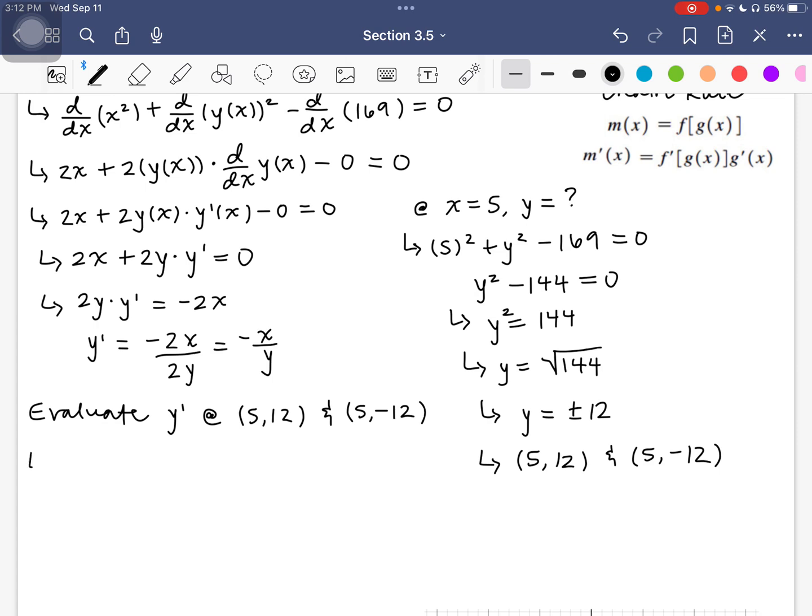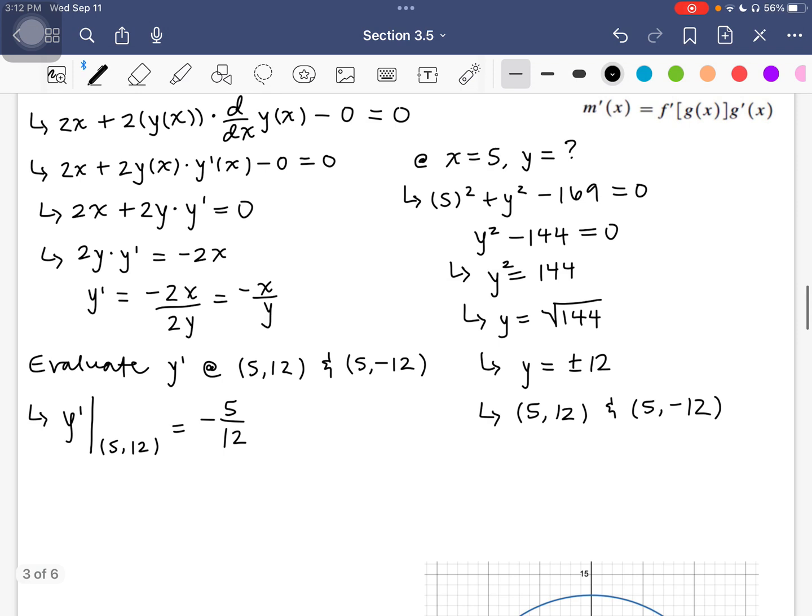All right. So looking at the first point, this is what's called an evaluation bar. So when we write this, what I mean is we're evaluating y prime, and this bar here tells us at what point. So y prime evaluated at 5, 12. All right, and so just plugging in 5 for x and 12 for y, we just get negative 5 over 12.